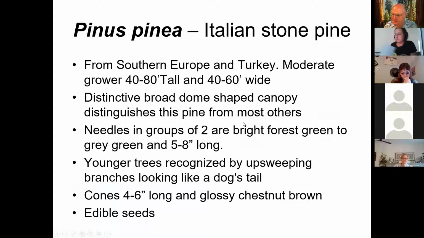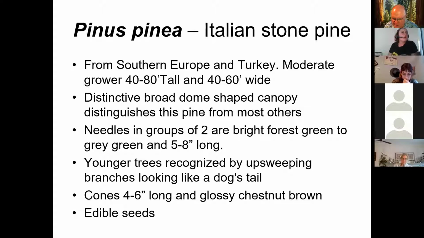Okay, Southern Europe and Turkey, moderate grower, 40 to 80 feet tall and 40 to 60 feet wide. Distinctive broad dome-shaped canopy distinguishes this pine from most others. Needles in groups of 2 are bright forest green to gray green and 5 to 8 inches long. So other needles in 2s, Pinus halepensis, the Aleppo pine, has needles in 2 as well. But this one has dark green needles, okay?